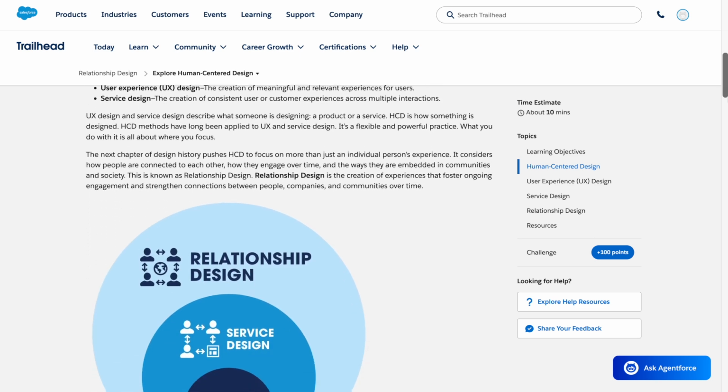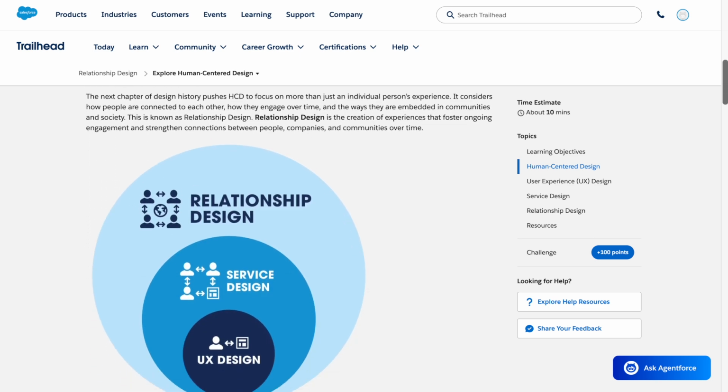The next chapter of design history pushes HCD to focus on more than just an individual person's experience. It considers how people are connected to each other, how they engage over time, and the ways they are embedded in communities and society. This is known as relationship design. Relationship design is the creation of experiences that foster ongoing engagement and strengthen connections between people, companies, and communities over time.